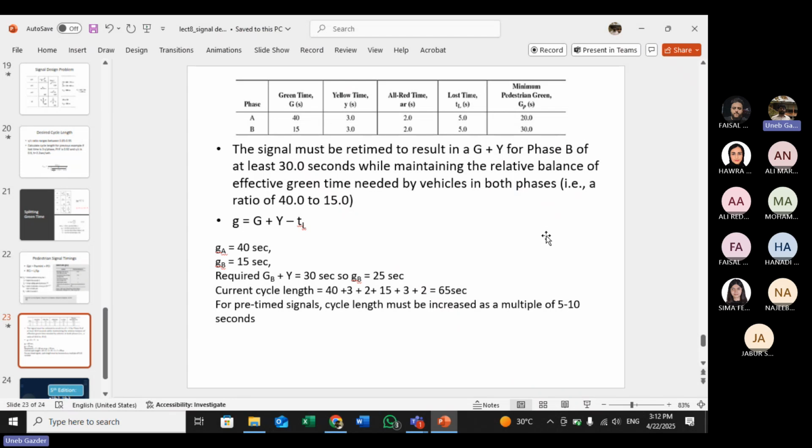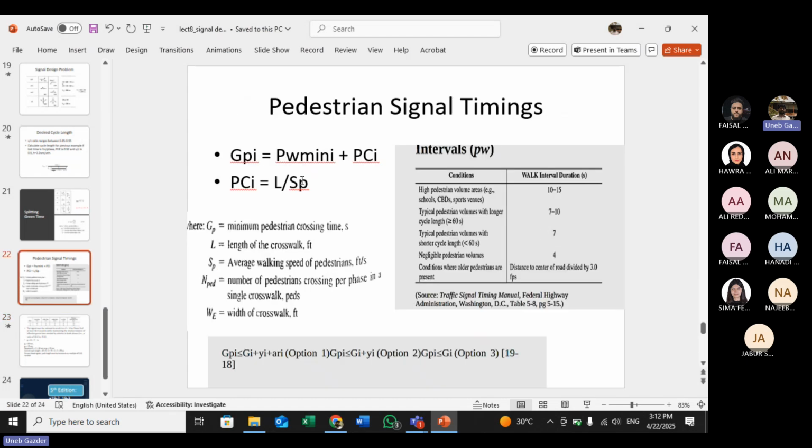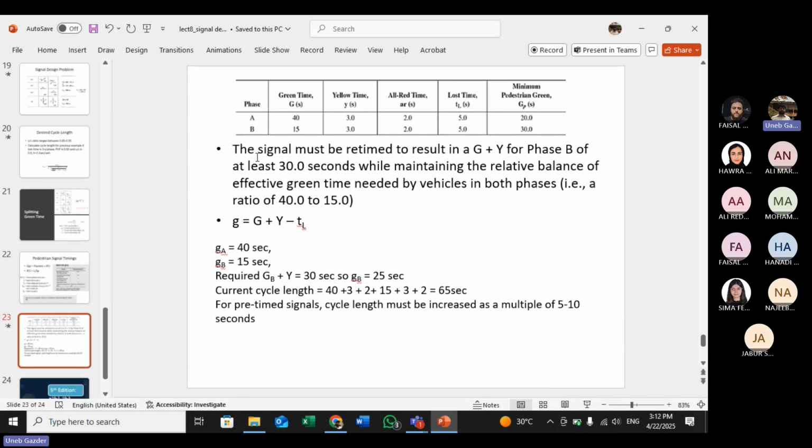Now this is an example. We have a signal with two phases. So if I go here, I is 1 and 2. So I have to check the pedestrian timing for both phase 1 and phase 2.